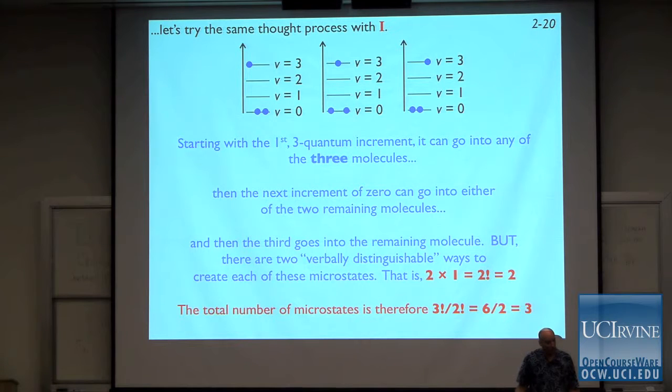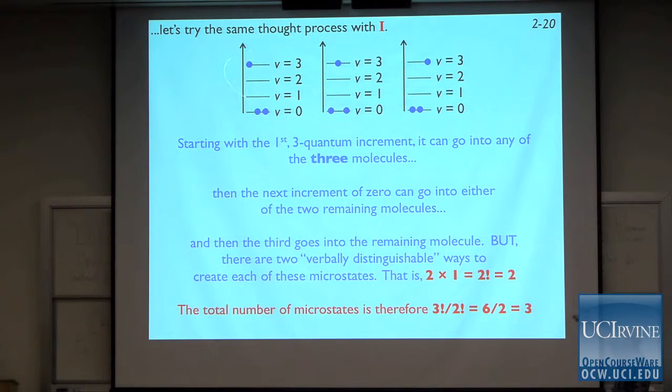What changed? What's the difference between configuration 2 and configuration 3? Or configuration 1, rather? Well, the difference is that this state is degenerate. V equals 0 has got 2 molecules. In other words, there's 2 indistinguishable ways to create that microstate. I can put this guy here, and this guy here, or this guy here, and this guy here. It makes no difference. I'm going to get the same microstate when I do that.